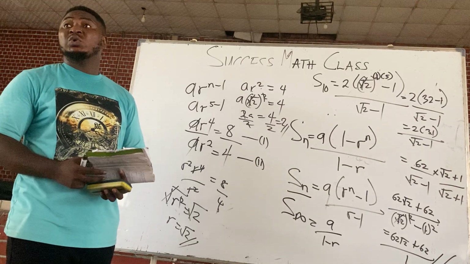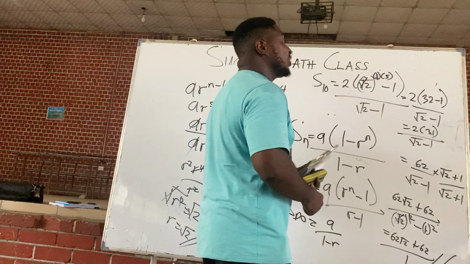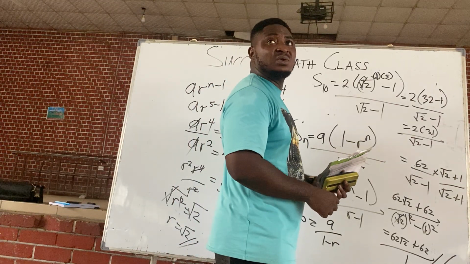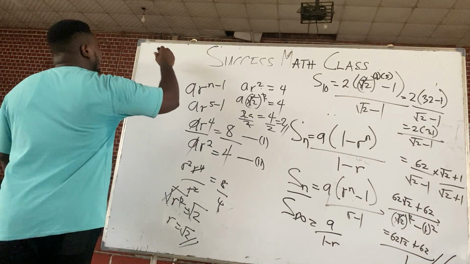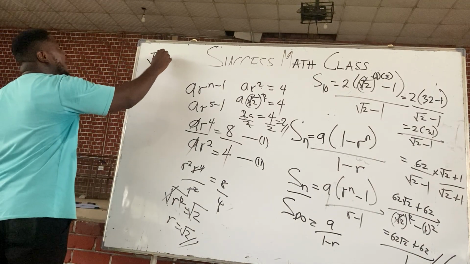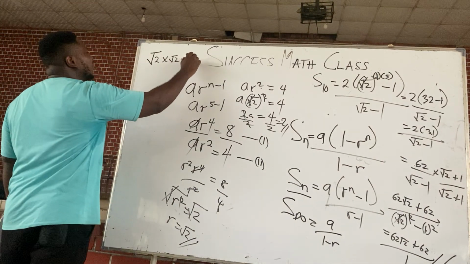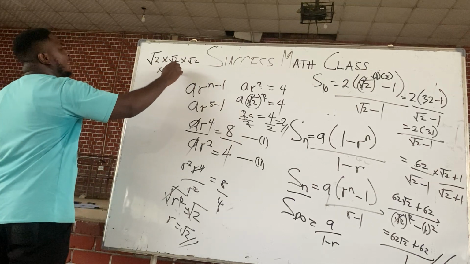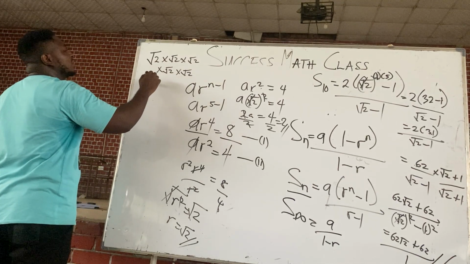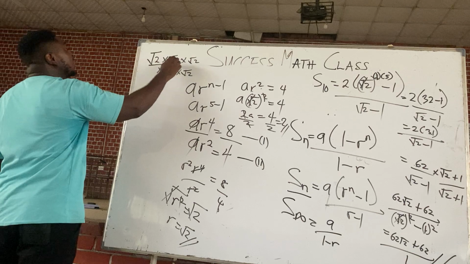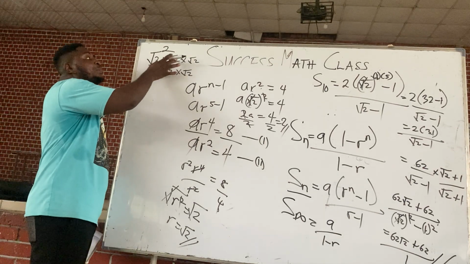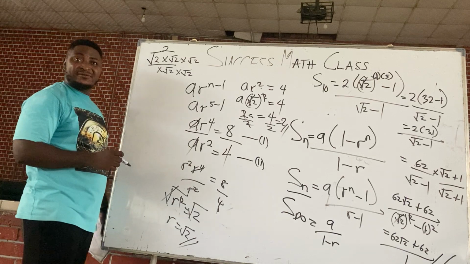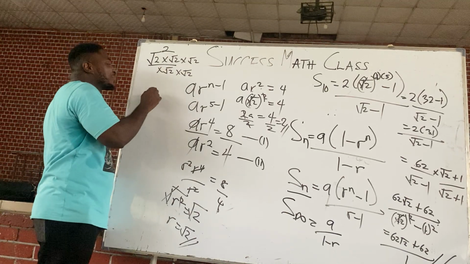How did I get 32? Root 2 raised to power 10 is 32. Let me explain again. Root 2 times root 2 times root 2, we are wasting time. Root 2 times root 2 is 2. How many pairs of root 2 can you get in 10? 5. So root 2 times root 2 is 2, so 2 raised to power 5.